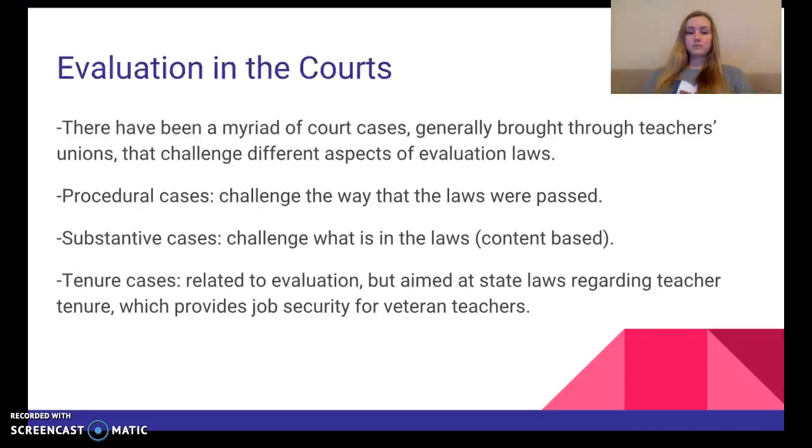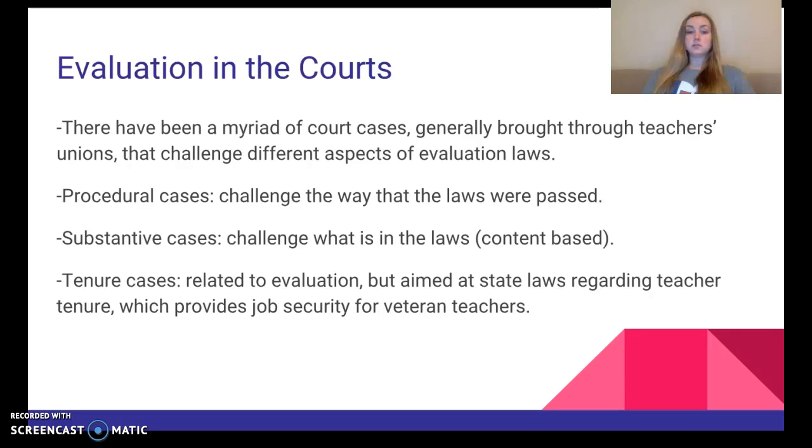Evaluation in the courts. Like I said, there's been a lot of court cases stemming from all of these evaluation changes recently. They're generally brought by teachers' unions on behalf of a teacher who has been fired. And they challenge a lot of different aspects of these evaluation laws. Some are procedural, so some challenge the way that the laws were passed through the states. I'm going to discuss one about the state of Kansas that's a little bit procedural in a second. And then some are substantive, so they challenge what the actual content of the law is.